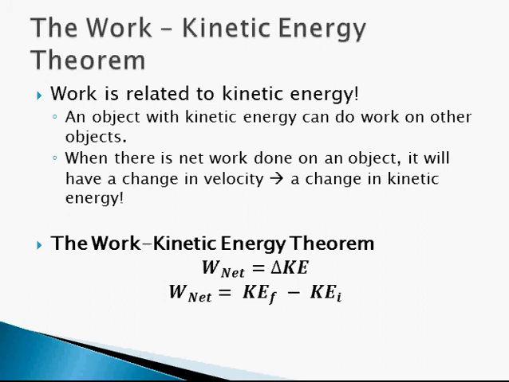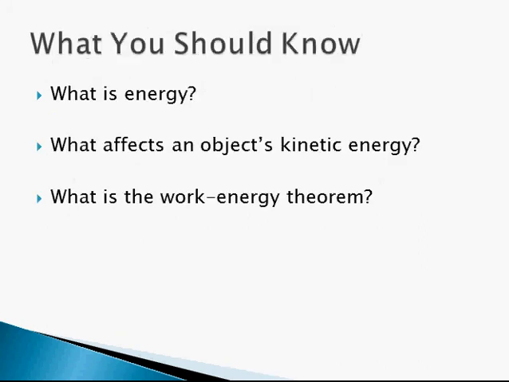So, if we go back to the questions we asked at the beginning, we said, what is energy? We talked about that energy is just the ability to do work. We asked, what affects an object's kinetic energy? That was mass and speed, mainly speed, since speed is squared, that's going to have the more direct impact on it, so to speak. And then what is the work-energy theorem? Just the idea that the work done on an object is going to equal its change in kinetic energy.